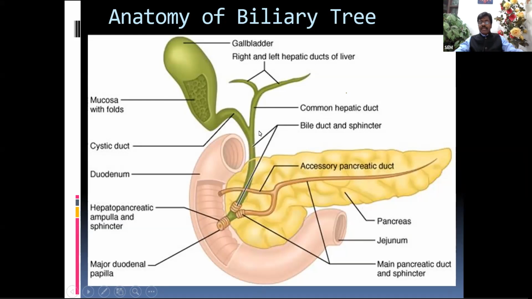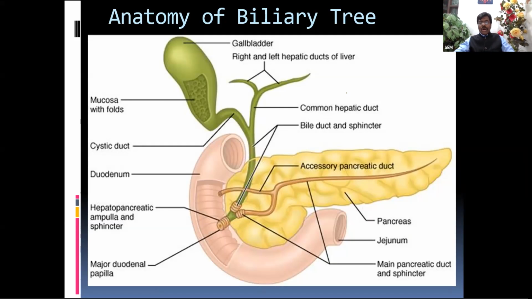Why is it important? Because this is the area of the common bile duct where we make a small vertical incision in the bile duct in order to remove the stone in the bile duct. That is called choledocholithotomy. So they'll ask you a simple question.